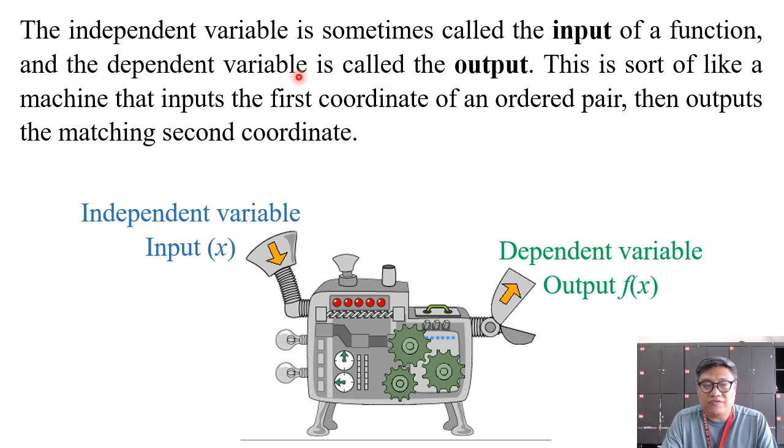Now, the independent variable is sometimes called the input because we have to put in a certain number for x, and the result is what we call the dependent variable, also called the output. It is sort of a machine where we input the first coordinate of an ordered pair, and then it outputs the matching second coordinate. Just like a machine, whatever is the value of your x, you input it, so the function is a sort of a machine.